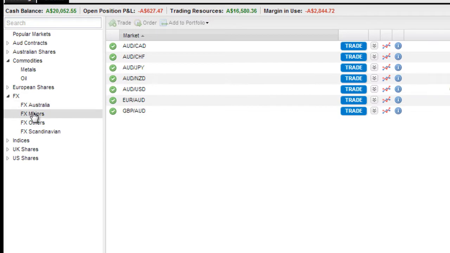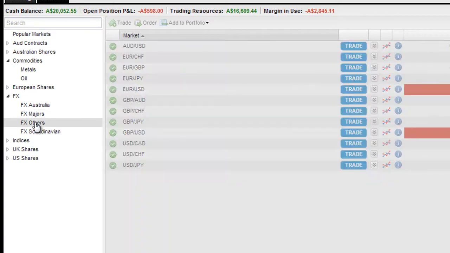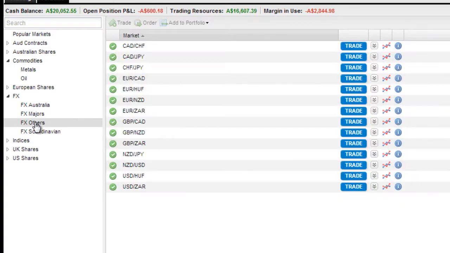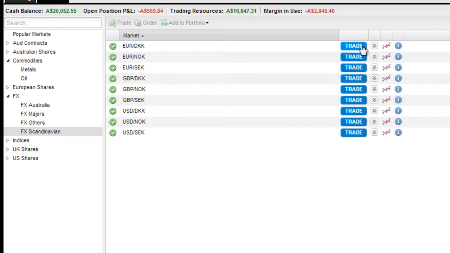We move down, then we've got a list under majors, which are the most heavily traded major currency pairs in the markets, and we can see there's a list of about 12 or so there. Others, we start getting to more of the exotic type FX pairs, and we can see Canadian dollar, Swiss franc, some that are not quite traded as often. We can go even to Scandinavian markets here.